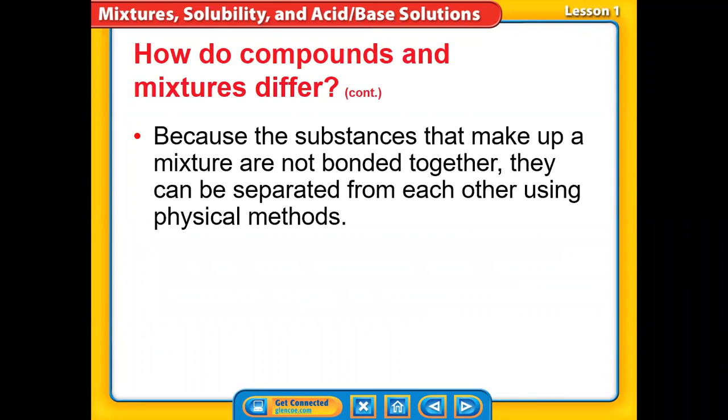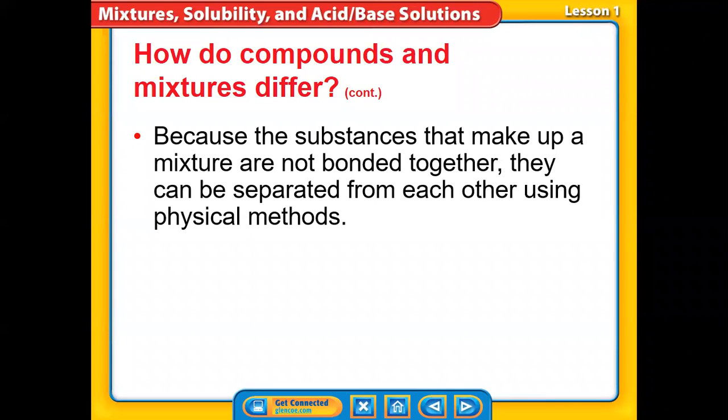But a mixture doesn't produce a new substance, and there is no difference in the properties. The components keep their own properties. Also, because the substances that make up a mixture are not bonded together, it's easy to separate. Imagine you have a dish of salad and you are asked to pick out the cucumber from this dish. It's easy, you can pick them out like this, you can separate the mixture. While compounds are usually hard to separate.